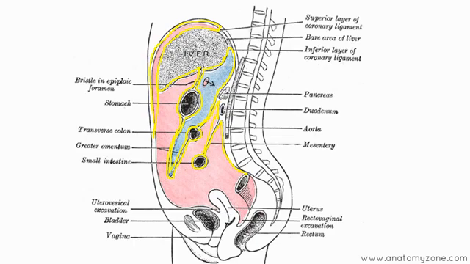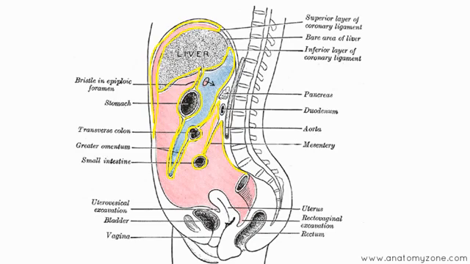So the mesentery attaches the transverse colon to the posterior abdominal wall. So the upper part of the mesentery passes back up and reflects back onto the liver, and the lower part passes inferiorly on the posterior abdominal wall and forms other mesenteries. So it forms the mesentery of the small intestine, and it forms the mesentery of the sigmoid colon.